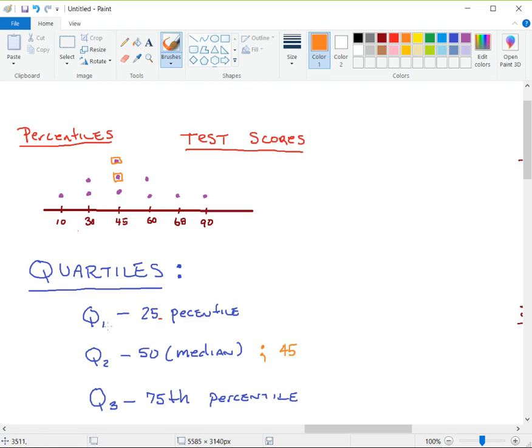Now, to get Q1, what we do is we calculate the median of the points that are on the left, I guess, of the median. So I'm going to go ahead and count this point. 1, 2, 3, 4. We're looking at 4 points here. So it appears this is the median on this side, 30.